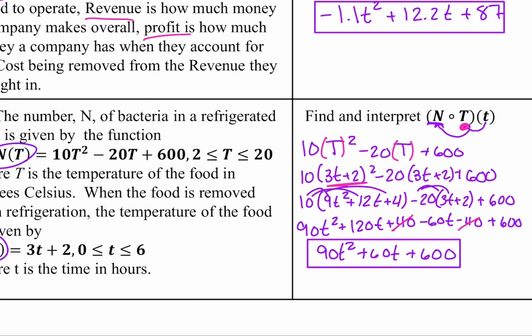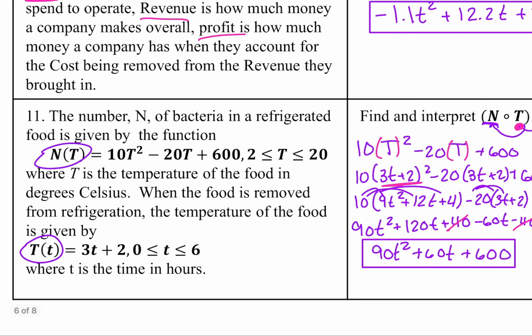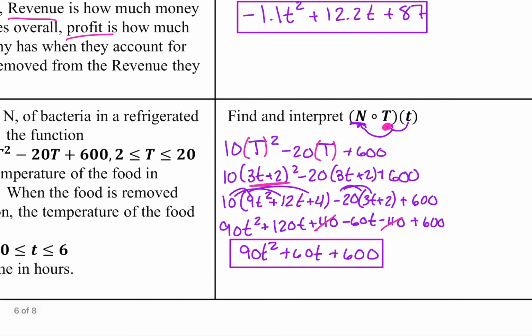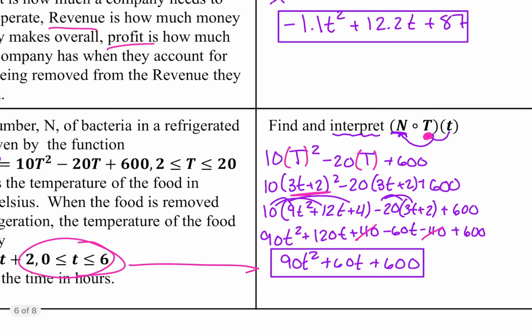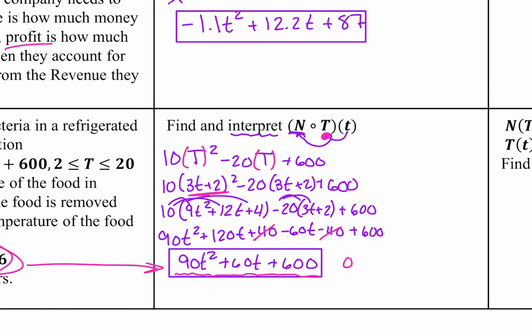But it also said that they wanted us to find and interpret what this means. So we need to interpret what this means, meaning we probably need to include the domain here. Well, the domain is going to copy whatever we started with and then add in whatever restrictions are here. Well, this piece right here has no restrictions. This is perfect. So all we're going to do is keep the domain from the original, t is between 0 and 6. So 0 is less than or equal to t, which is less than or equal to 6. So it keeps the same domain. And that will be it.